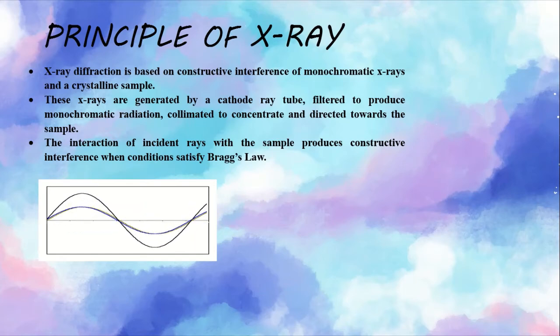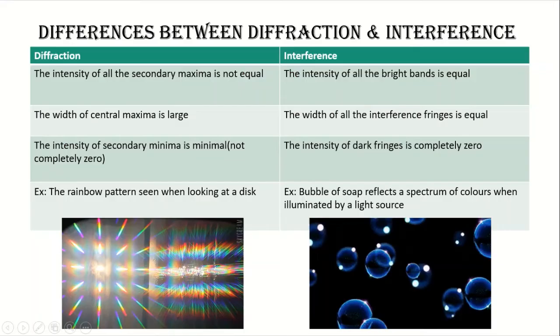X-ray diffraction is based on the constructive interference of monochromatic X-ray and a crystalline sample. These X-rays are generated by a cathode ray tube, then filtered to produce monochromatic radiation, collimated to concentrate, and directed toward the sample. The interaction of incident rays with the sample produces constructive interference when conditions satisfy Bragg's law.